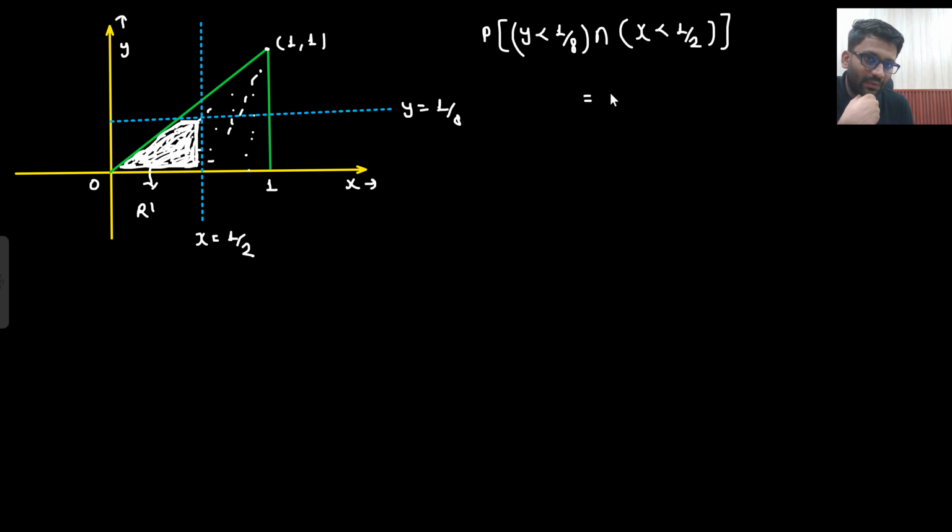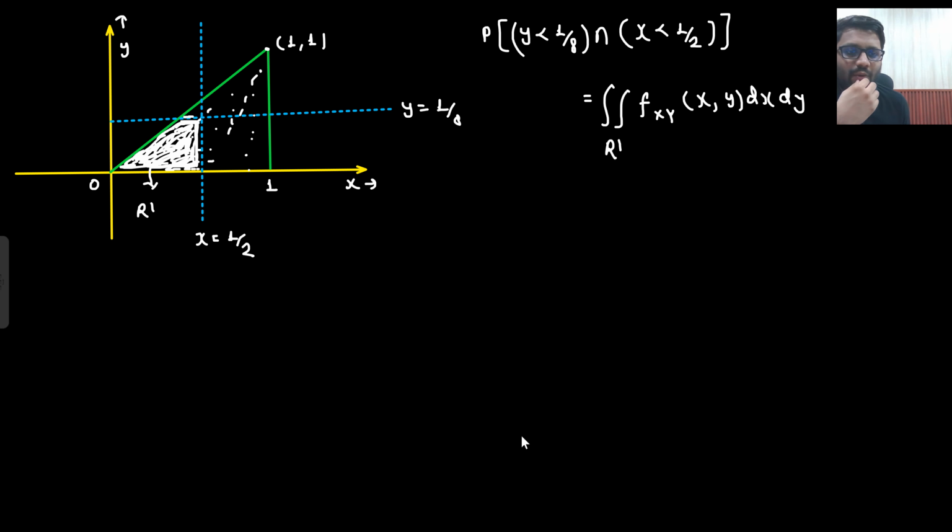So this would be equal to, in the region R dash, you will take your joint PDF and you will integrate it. You will integrate your joint PDF in this particular region. And how will you integrate? Here again you need to choose the strip. But how should I choose the strip? If I choose the vertical strip, what will happen? Look here, I need to choose the strip smartly.